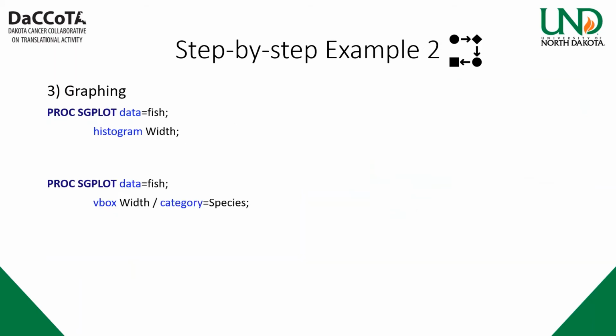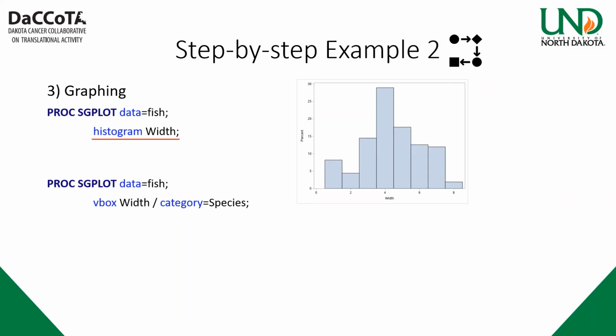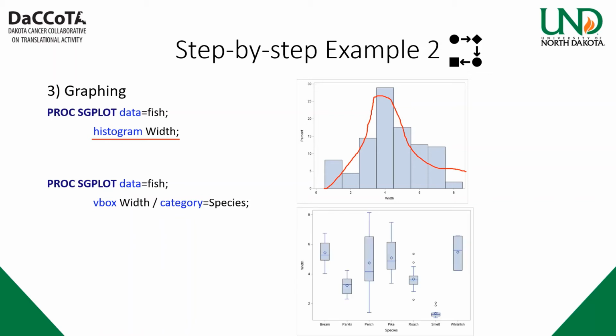So now let's do some graphing. We can look at the histogram of width overall. So we can just do proc sgplot, and hey, look, width looks pretty good. That's pretty normally distributed. Then we can look at box plots of each species of their width. We can just do that here. And this tells us actually a lot of good information.